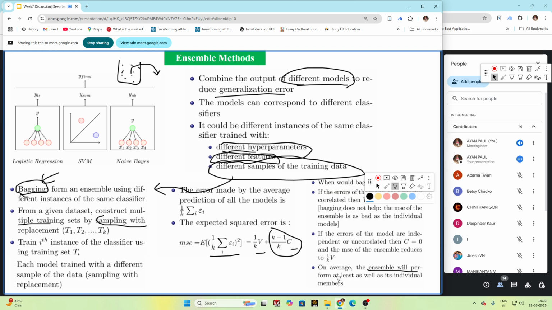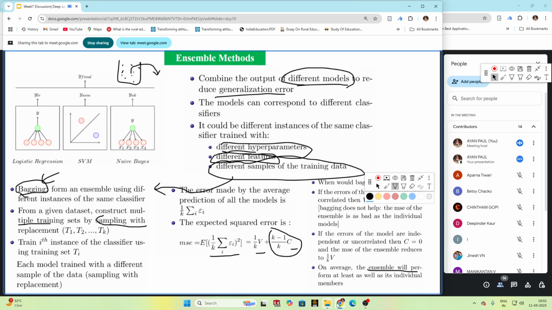Whenever you experiment with only one model, your generalization error or test error will be greater than when you use this ensemble method. Because in the ensemble method we are combining so many models and taking the average prediction, and the average will be lower than the individual value. So this is the idea of the ensemble method. It is pronounced ensemble method.